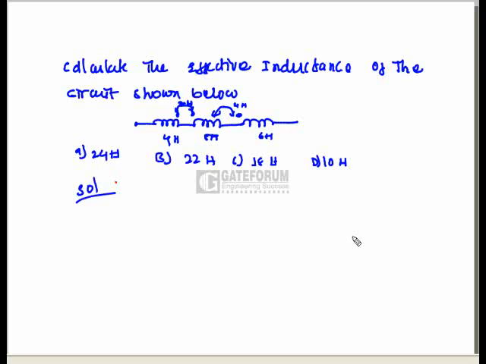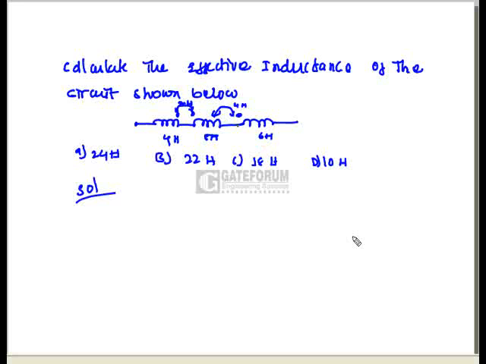So here the question is, calculate the effective inductance of the circuit shown below. Here the inductive circuit is given with three inductances, L1, L2 and L3, and the value of L1 is 4 Henry, the value of L2 is 8 Henry and the value of L3 is 6 Henry.